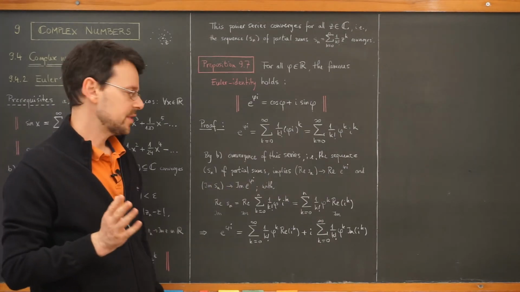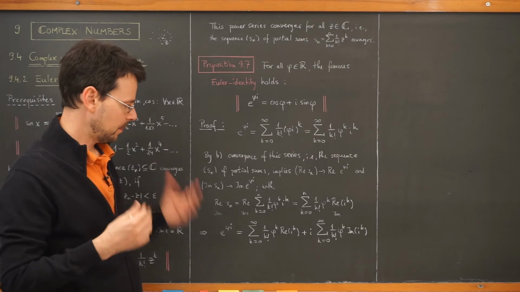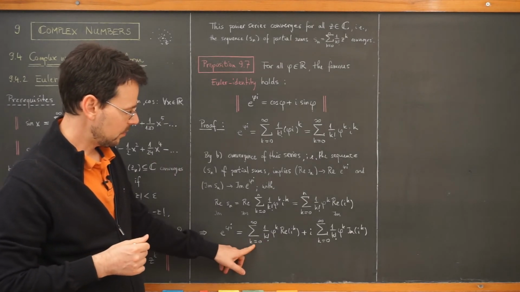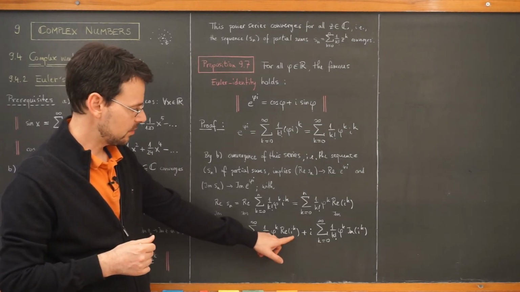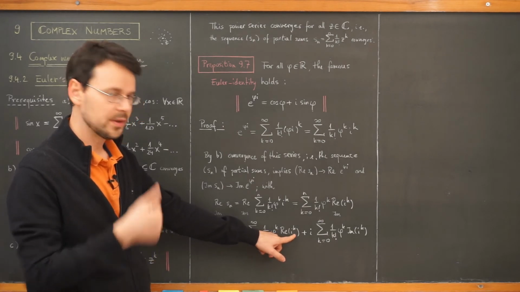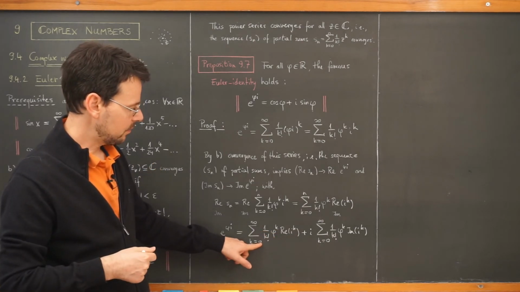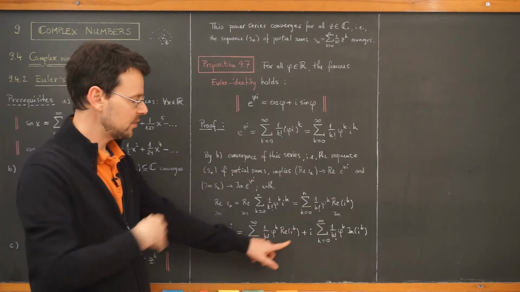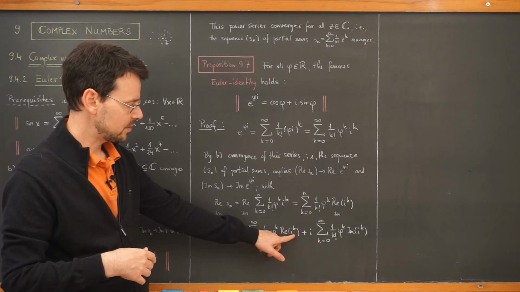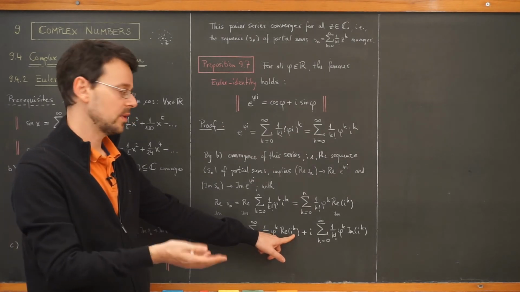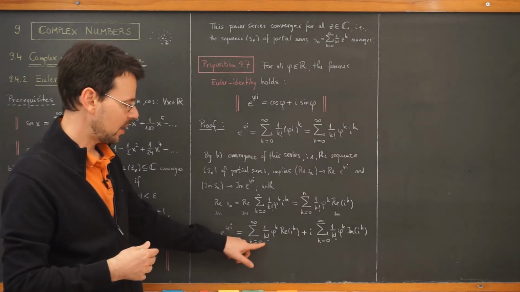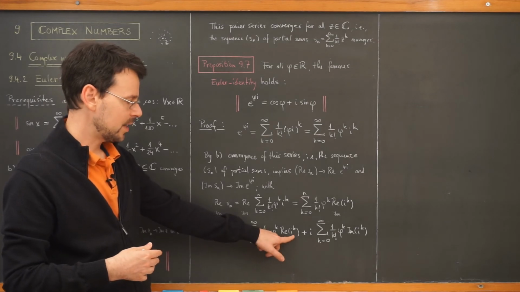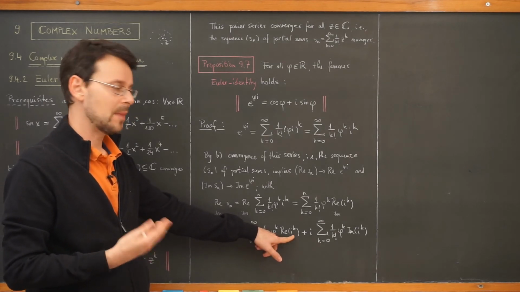And now comes a very simple but important observation. For example, here k equals 0, I have 1. The real part of 1 is 1. For k equals 1, I have i. The real part of i is 0, so it vanishes. For k equals 2, I have i squared, which is minus 1, so the real part is minus 1. For k equals 3, I have i to the power of 3, which is minus i.